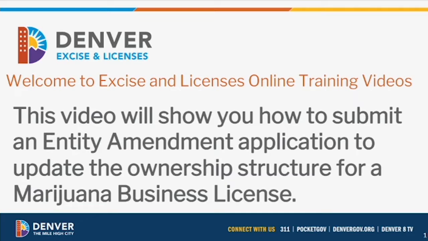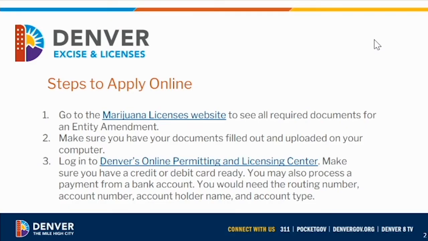This video will show you how to submit an entity amendment application to update the ownership structure for a marijuana business license. There are a couple of steps that you'll need to take before you apply online. You'll want to go to the marijuana licenses website to see all required documents for an entity amendment.